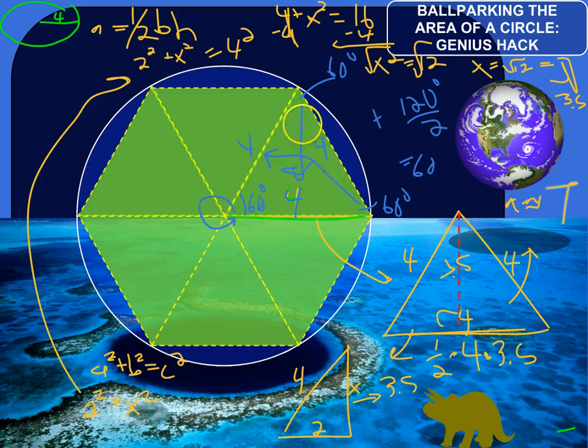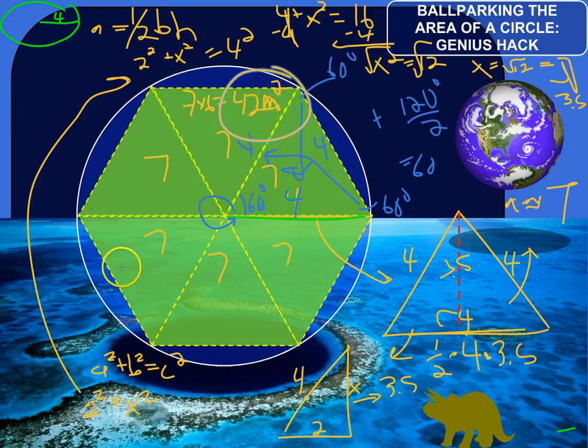So the area of each one of these triangles, because these are congruent triangles, is 7. So 7 times 6 is equal to 42. So the entire area of this whole shape made up by triangles is roughly 42 square miles. So our estimate for the area of the circle is roughly 42 miles squared. It's a little bit more than that because we didn't include these little side chunks here. But it's somewhere in the neighborhood of 42 square miles.